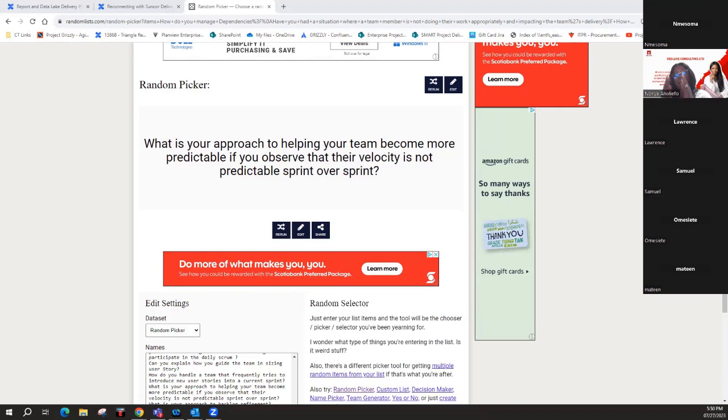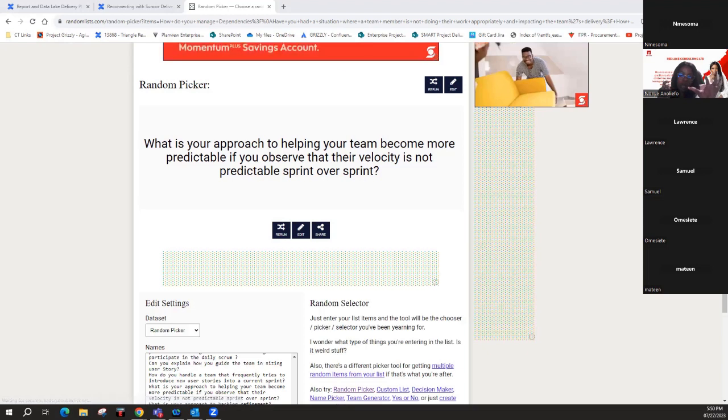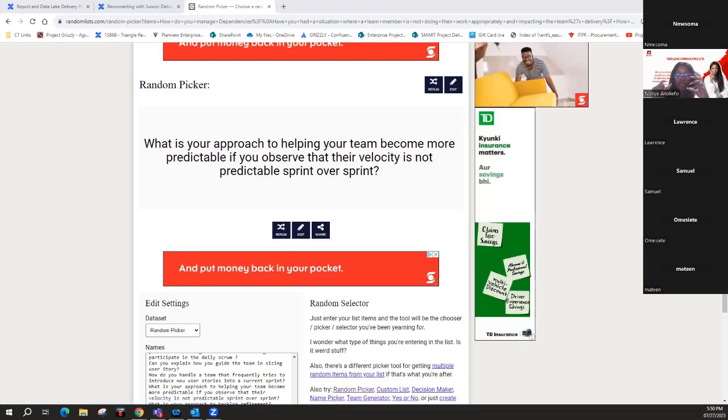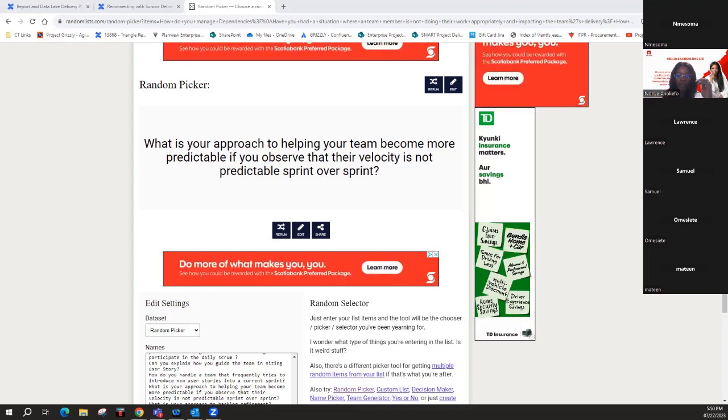And what happened was at the end of the sprint, they completed all their stories because they were now really committing to the velocity they could deliver. And this helped them to imbibe that behavior sprint over sprint, making them more predictable.